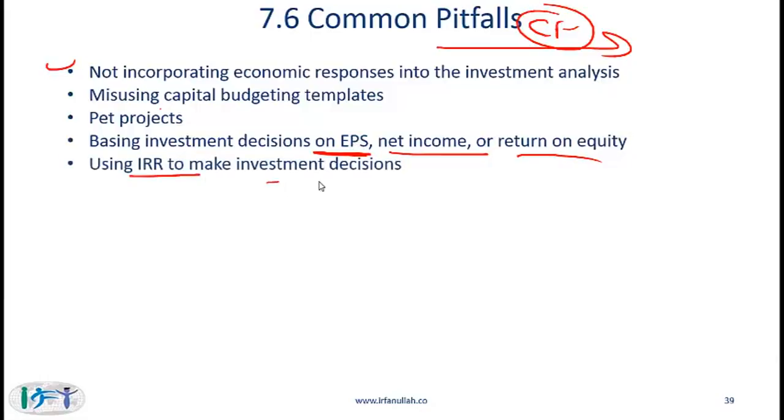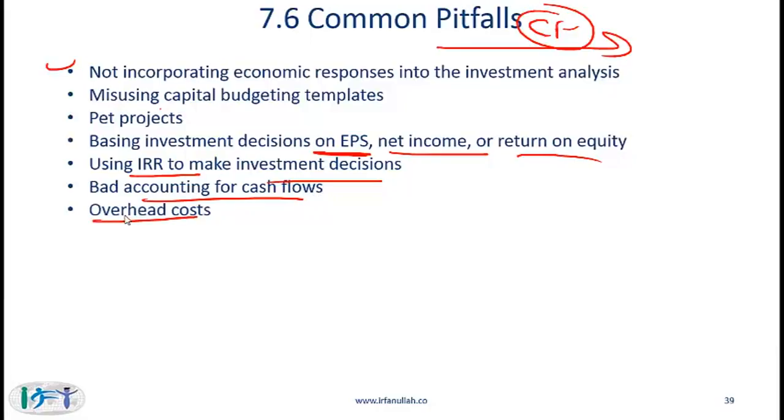Using IRR to make investment decisions. You might recall from level 1 corporate finance that when you have mutually exclusive projects, at times there might be an IRR NPV conflict. When there is a conflict, you should pick the higher NPV, not the higher IRR. Bad accounting for cash flows. Sometimes certain cash flows are missed, so make sure you don't do that. Overhead costs. At large companies, overhead costs can be substantial, so estimating them is difficult. Make sure that when you do your capital budgeting, that you properly estimate all overhead costs.